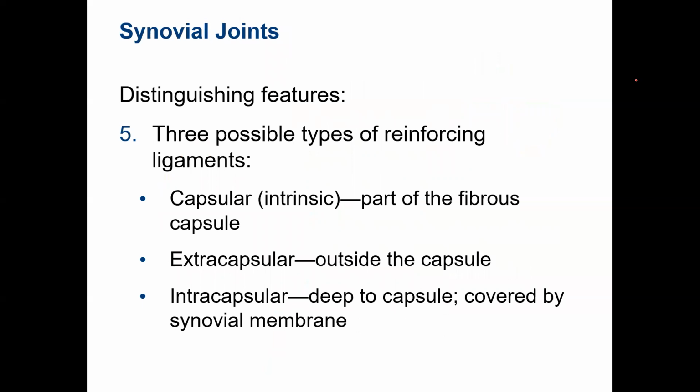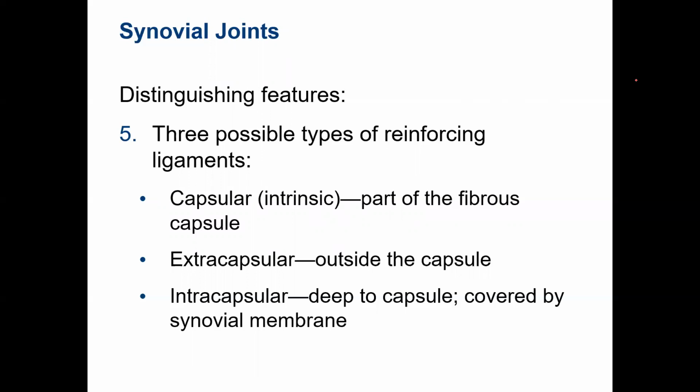When we have movement, we lose stability. The more movable a joint is, the less stable it is. The most stable configuration is to fuse those bones together, but that doesn't move. We want movement, we have to sacrifice stability. So we have things to reinforce the joint. There are 3 possible types of ligaments to reinforce the joint.